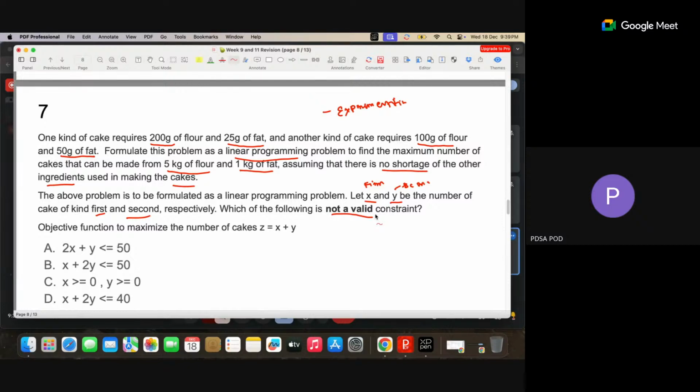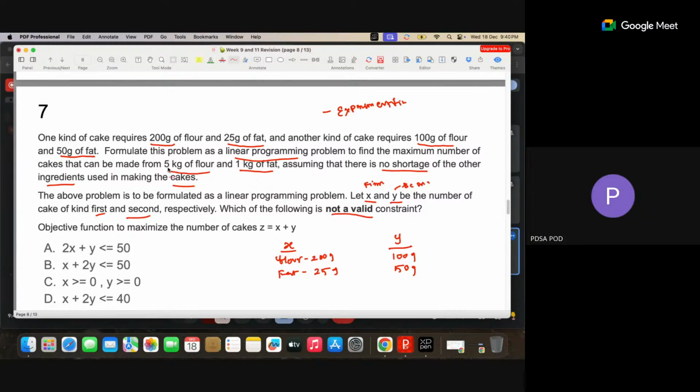So please look here. We are taking valid constraints. X kind of cake, Y kind of cake. Very quickly we can do it. The flour required for X is 200 grams, and for Y it is 100 grams. Similarly with fat, X requires 25 grams and Y requires 50 grams. Remember, they have given the limit of 5 kg of flour and 1 kg of fat.